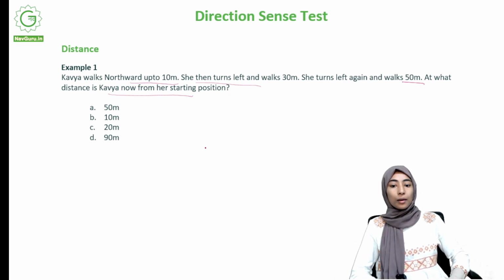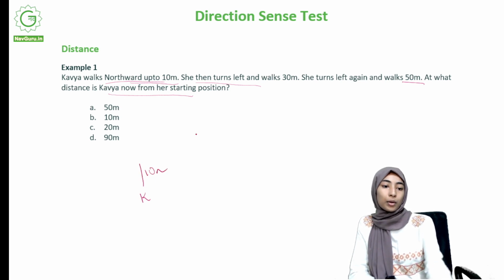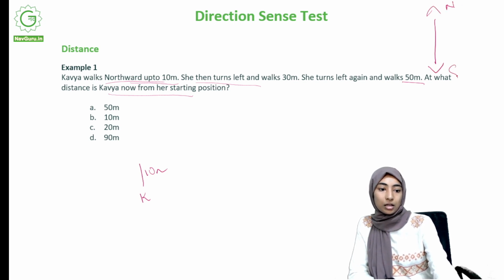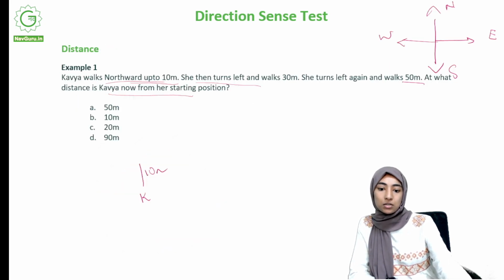Okay, so basically what we mean here is that we start with, let's give Kavya a position here. Kavya walks northward up to 10 meter. So we'll just draw the main directions: north, south, east, west. These are the directions that I told you about here: north, south, east, west. Okay, so Kavya goes 10 meter northwards. She then turns left. So Kavya is here. Where is the left of Kavya? The left of Kavya is going to be here.